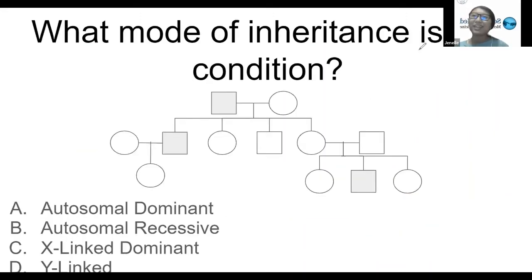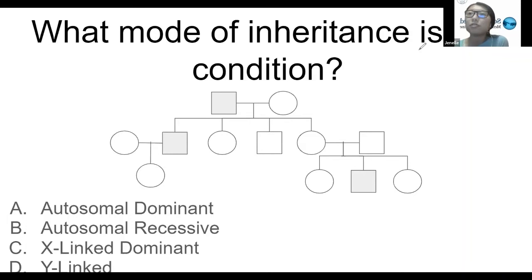Okay. In this case, we have 33% saying A, 33% saying C, and 33% saying D. So this is a little bit interesting. The answer is actually B, and I will go over why this is the case. As I mentioned, sometimes on the MCAT, you will get a pedigree shown to you, and it will ask, what mode of inheritance is this condition?